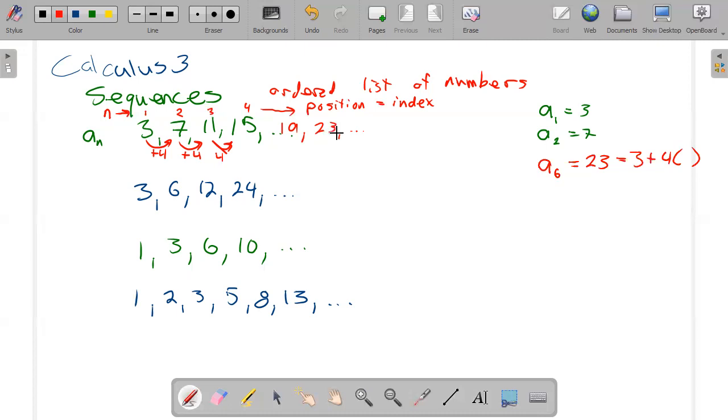To jump from 1 to 6, that's 5 jumps, right? Because I'm already at the first term. So that means I have 5 4s that I added there. 5 times 4 is 20, plus 3 gives me that 23, right? So this just physically is a shorthand describing how I got from here to there.